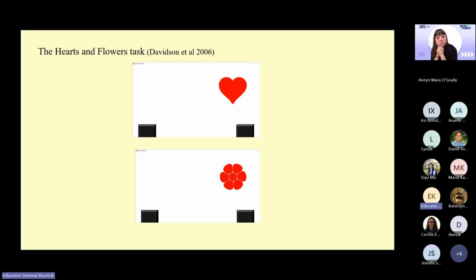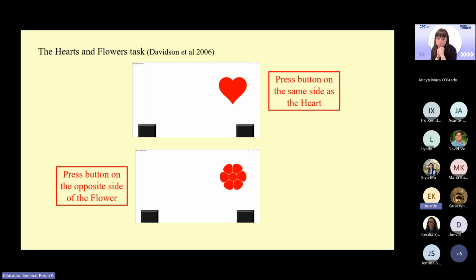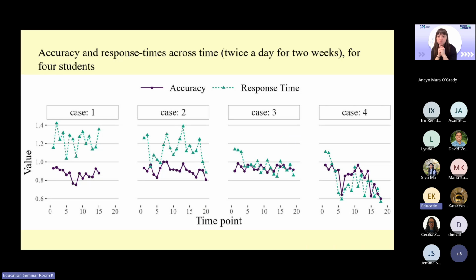This is the hearts and flowers task. When the heart appears on the screen of the tablets, which we administered to the children, you press the same side as the heart. And when the flower appears, you press the opposite side of the heart. The mixed task that we then administered is a mixture of both congruent and incongruent trials, 60 of those in a row. And then we can look at individual differences again in the trajectories over time.